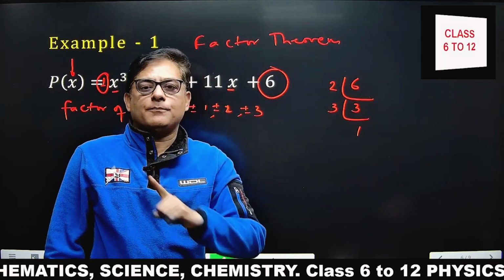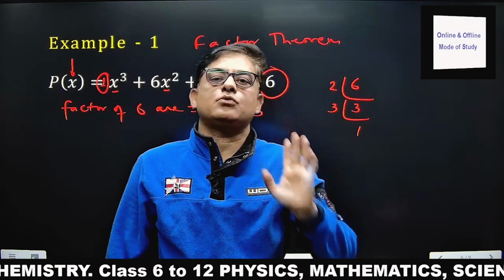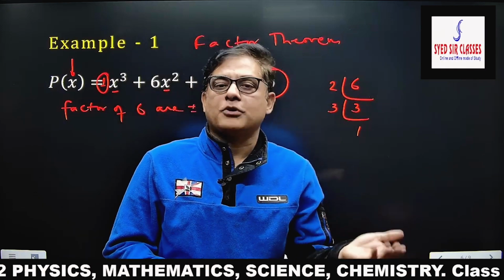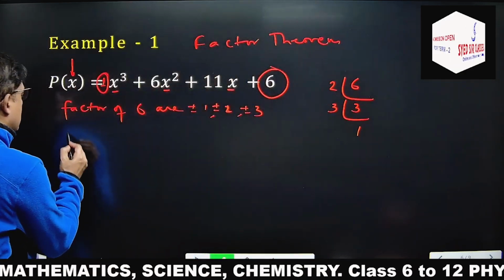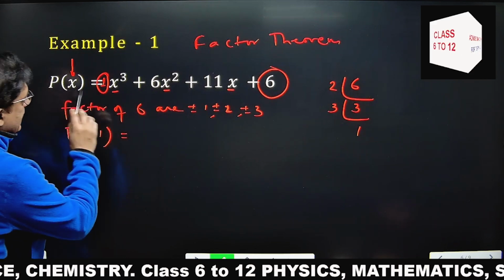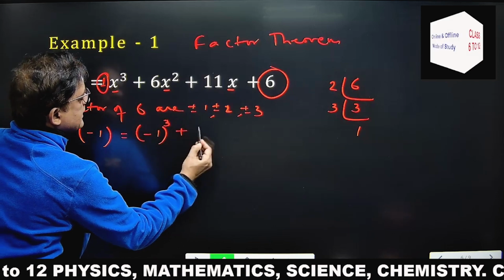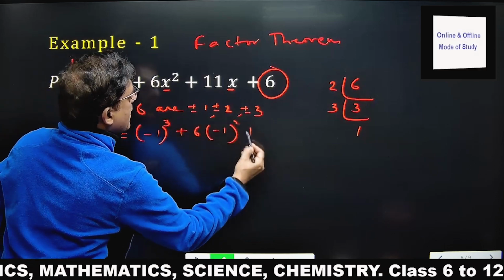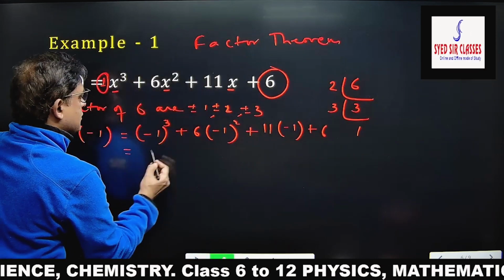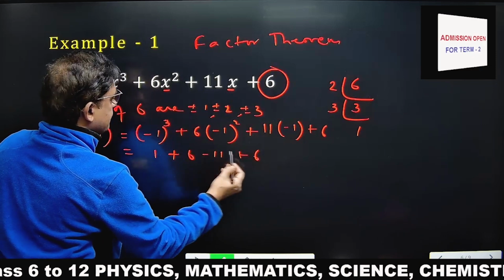So I'll prefer putting the values -1, -2, -3, and that we need to check first. Sometimes if it is not clear, I'll put all positive, negative. So I simply put first of all p of -1. This comes out to be -1 whole cube plus 6 times -1 square plus 11 into -1 plus 6, and it comes -1 plus 6 minus 11 plus 6.